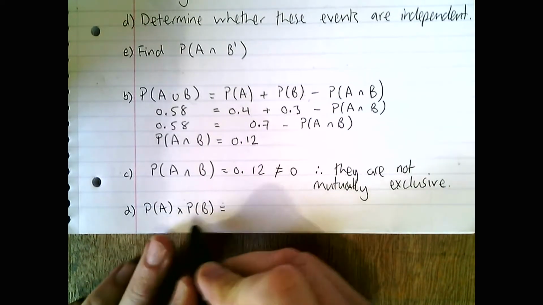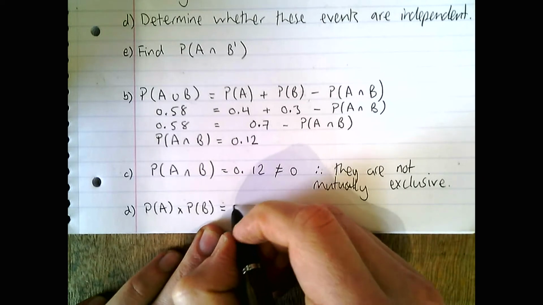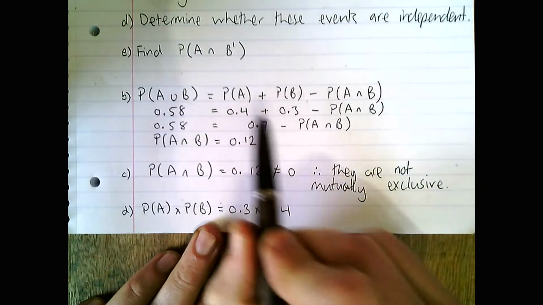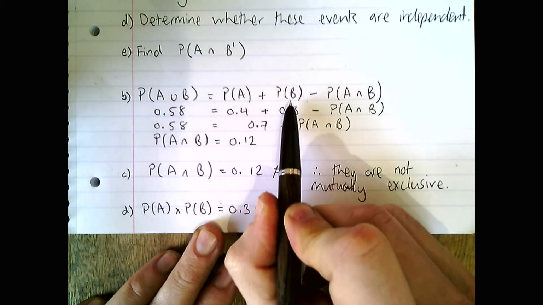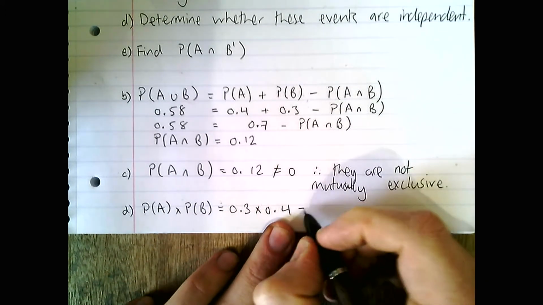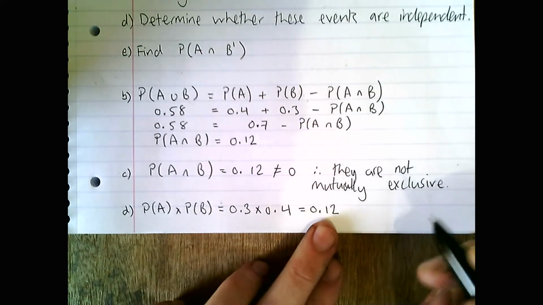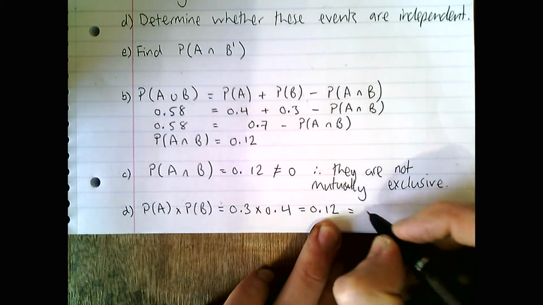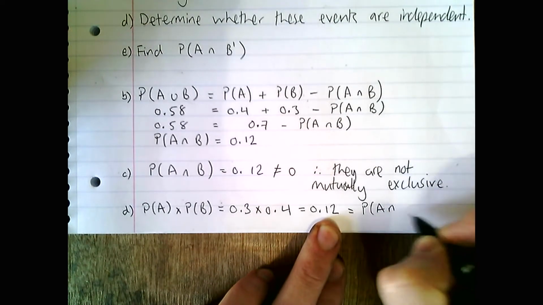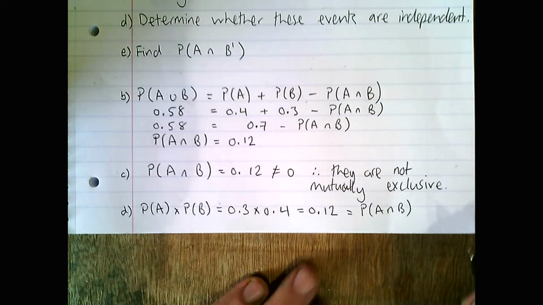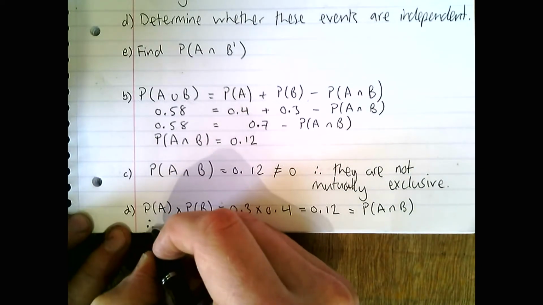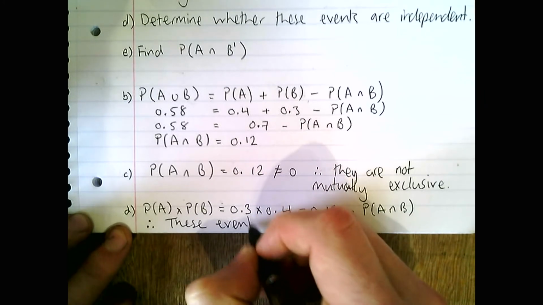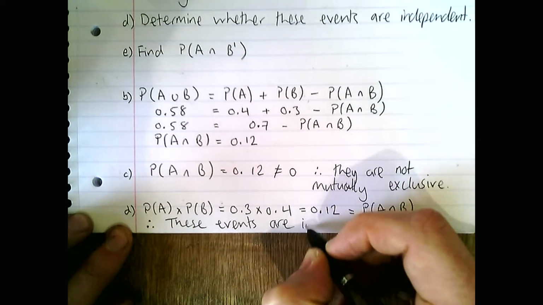So here, probability of A times probability of B, well, that's 0.4 multiplied by 0.3, because the individual probability of A was 0.4, probability of B was 0.3. If I multiply them together, I get 0.12. Now, if you look back, that is the probability of the intersection. So that does equal the probability of A intersection B, which means that these events are independent.